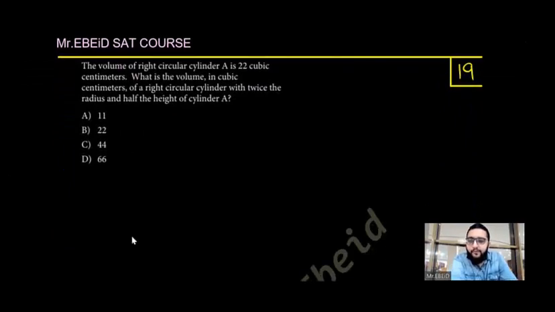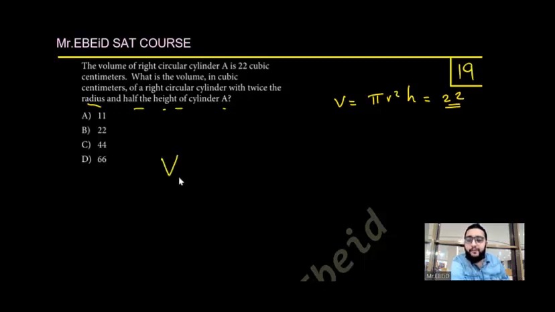The volume of right circular cylinder A is 22 cubic centimeters. As you know, the volume of a cylinder is pi r squared times h, which in this question equals 22 cubic centimeters. What is the volume in cubic centimeters of a right circular cylinder with twice the radius and half the height? Okay, so we have a new volume.